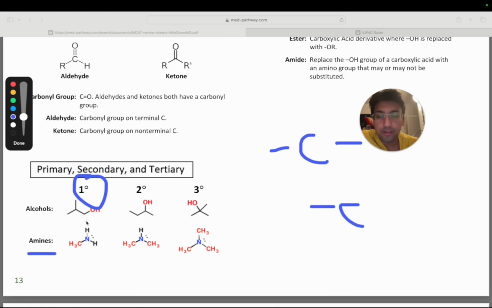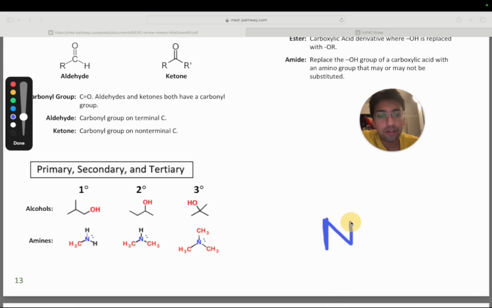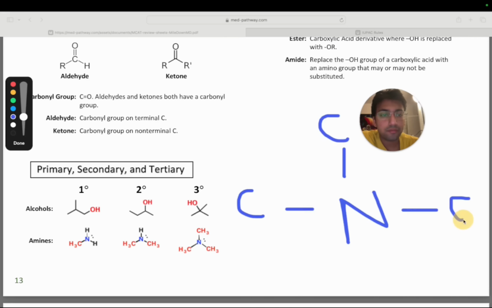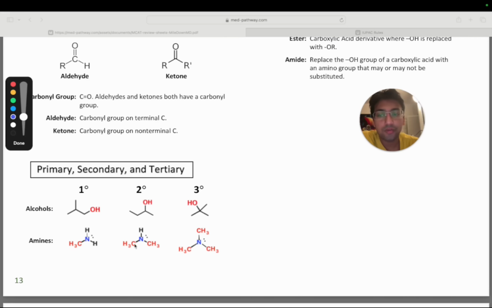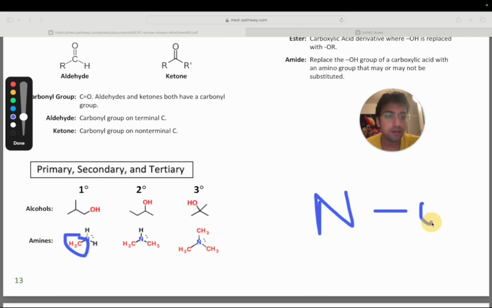Amines are very similar. Amines is when you have the nitrogen in the middle, and a tertiary amine is when your nitrogen is bonded to 3 carbons. These are all carbons. And then your secondary is when it's bonded to 2 carbons. And then your primary amine is when it's bonded to 1 carbon. Okay, so when you're looking at this, these should be CH3, all right, you get the point.